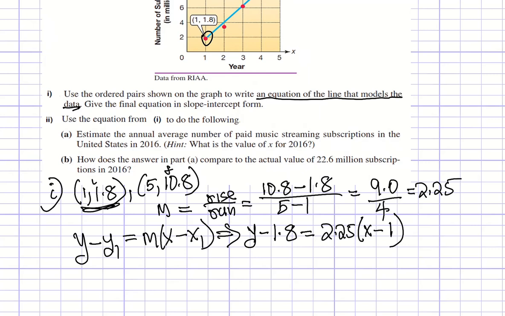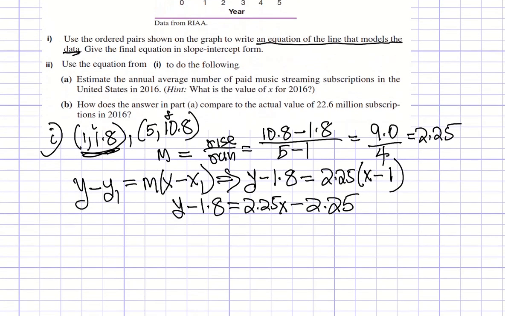Making sure I did everything okay. You multiply things out, you get y minus 1.8 equals 2.25x minus 2.25. Then you put y by itself: you move 1.8 to the other side, it changes sign, so y equals 2.25x minus 2.25 plus 1.8. You see that, right?